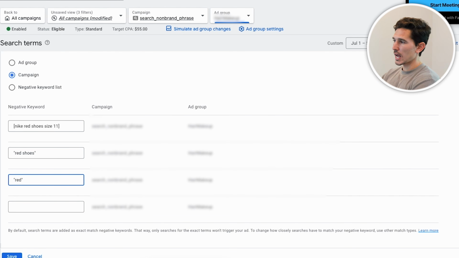And what you'll notice is that over time, doing this dozens and dozens of times, you will have significantly less overall keywords. You'll have a lot less search terms, which will of course make everything more relevant and steadily improve your account.